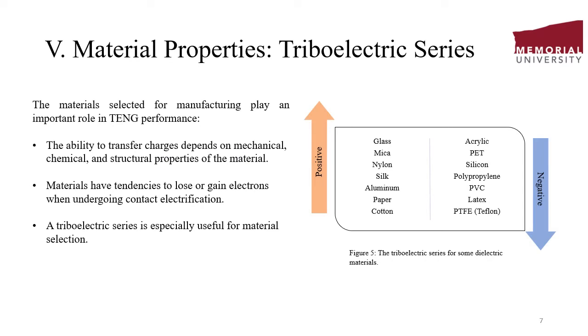In TENGs, the characteristics of materials play an important role in the performance. So the selected materials should have the maximum ability to transfer charges. Charge transfer is determined by mechanical and chemical properties of the respective materials and their surfaces, including roughness, stiffness, charge affinity, and electronegativity. The table represents the material list which the researchers prepared as a guide for the selection of materials.